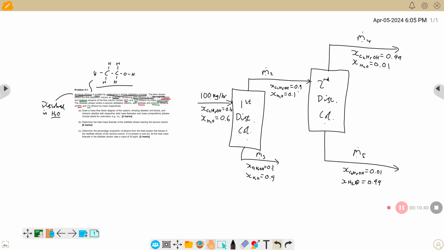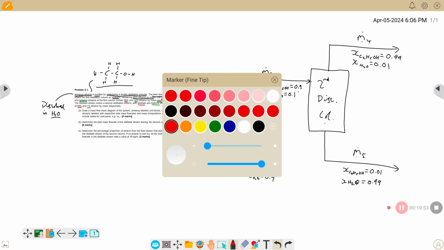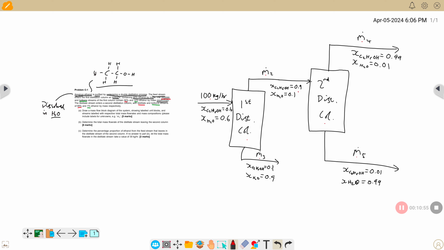Part B then is to determine the total mass flow rate of the distillate stream leaving the second column. So what we're trying to find here is the total mass flow rate of the distillate stream leaving the second column. So the second column is this column, and the distillate stream is this stream here. So what we're trying to find then is M4. Now, in order to find M4, we can carry out a mass balance. And how might we start a mass balance? Well, we might start by doing a degrees of freedom analysis.